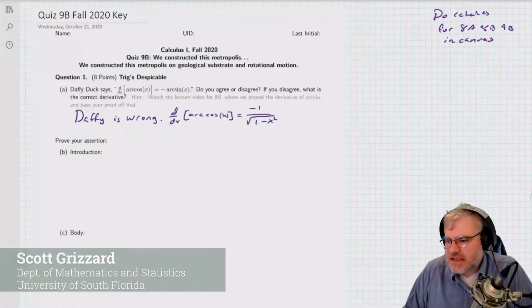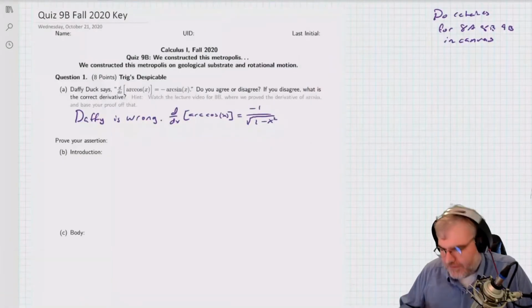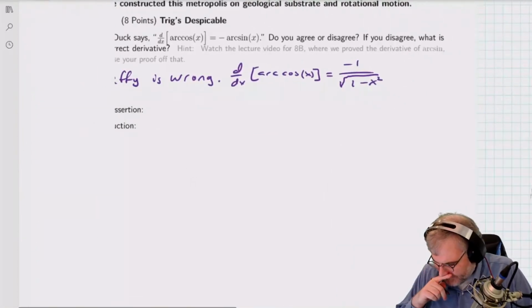We're talking here about Quiz 9B, which is on the inverse trig stuff. So let's go ahead and look at it. I've got notes to myself in the corner, so I'll forget anyway, but at least I tried.